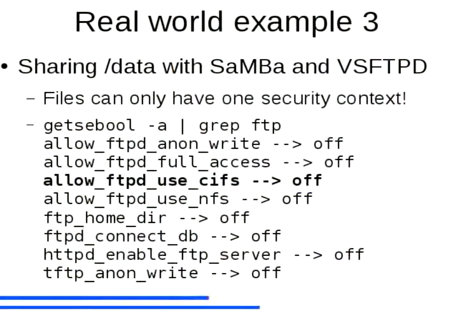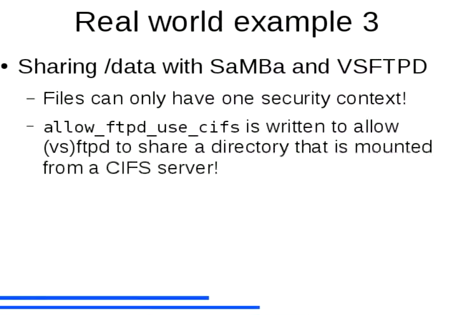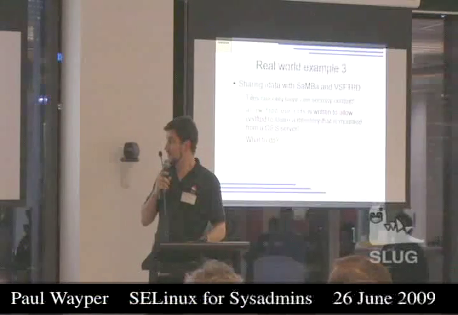There's this other boolean called allow_ftpd_use_cifs, but unfortunately that allows the FTP daemon to share things that are on a Samba mount, not cooperate with one. So what do?